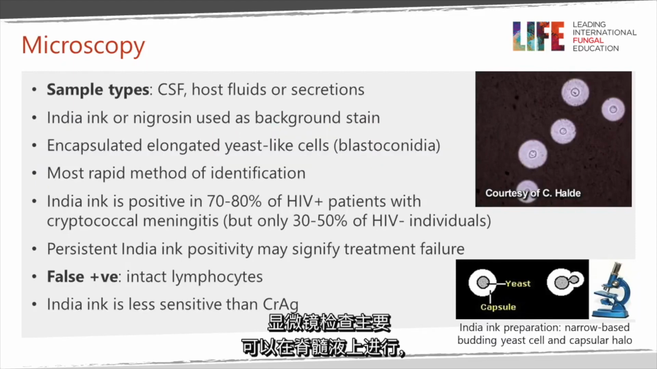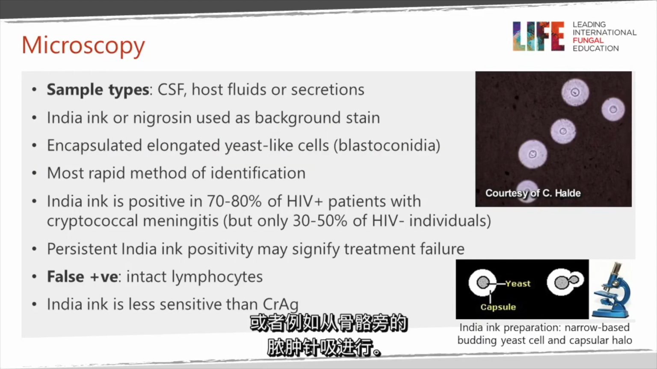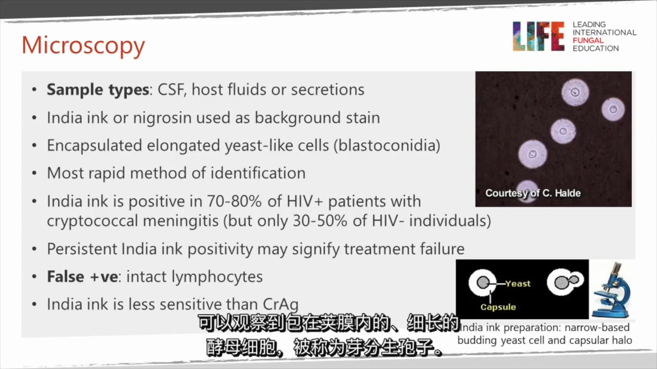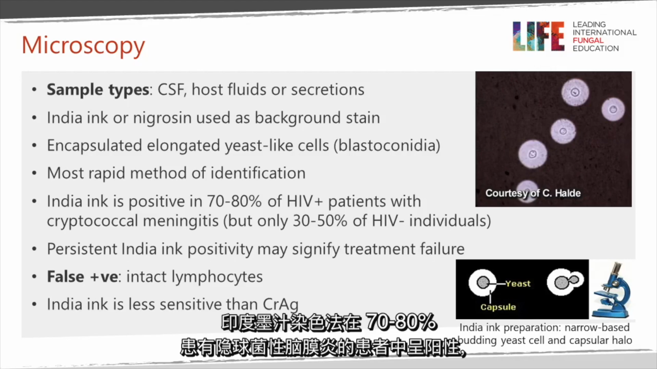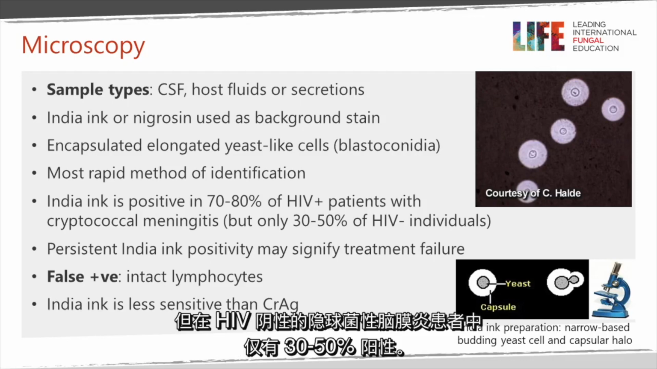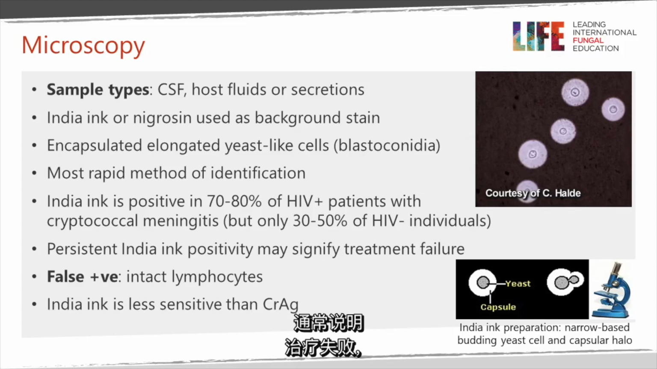Microscopy can be done principally on spinal fluid, but sometimes on other secretions, or, for example, from an aspiration from an abscess next to a bone. India ink or nigrosin can be used as the background stain, and encapsulated elongated yeast cells called blastoconidia are seen. That's the most rapid method of identification. India ink is positive in 70 to 80% of HIV patients with cryptococcal meningitis, but only 30 to 50% of HIV negative individuals with cryptococcal meningitis. And patients who have persistently positive India inks on treatment, this signifies treatment failure usually.